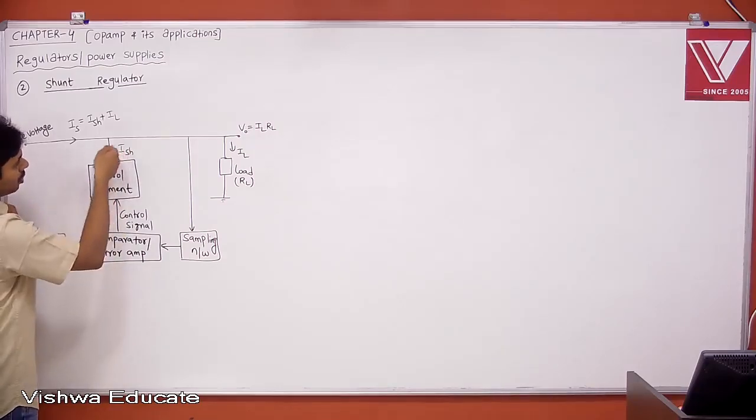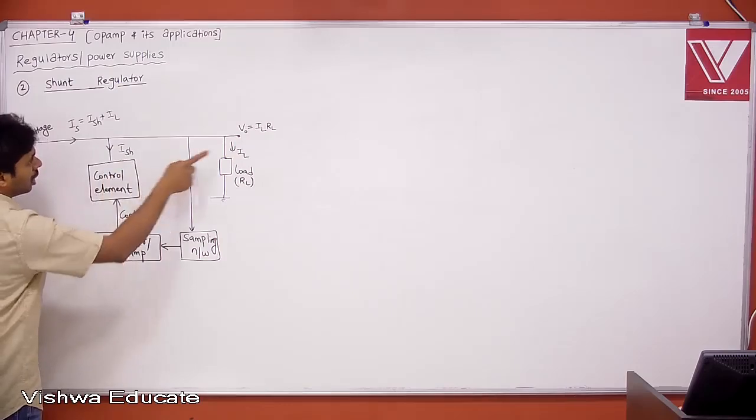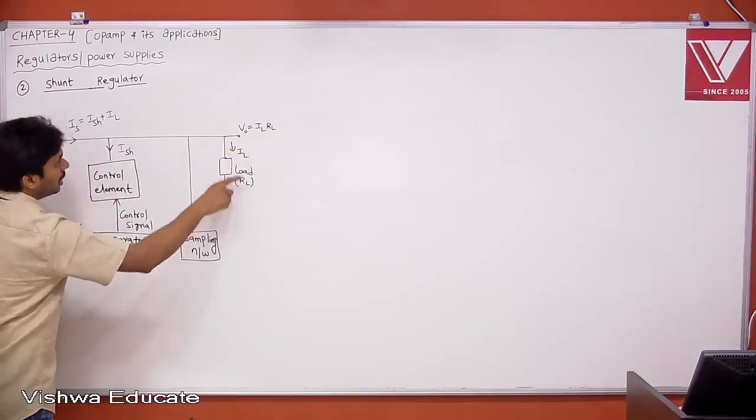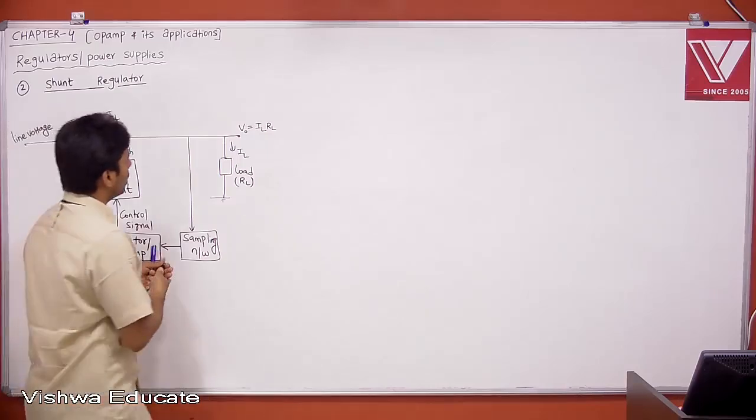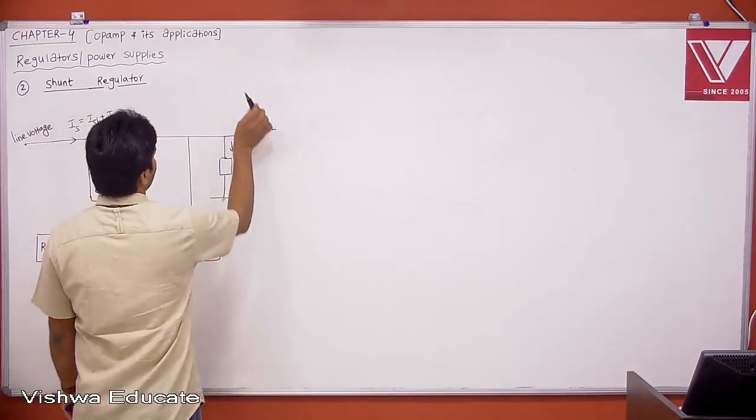Then it will take more shunt current or it will take less shunt current to control the current which is flowing through load current. Therefore ultimately it is going to control V0. Whatever I explained here, right, I can explain through circuit diagram.